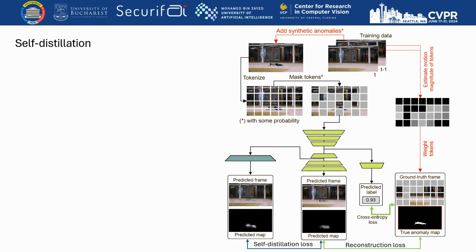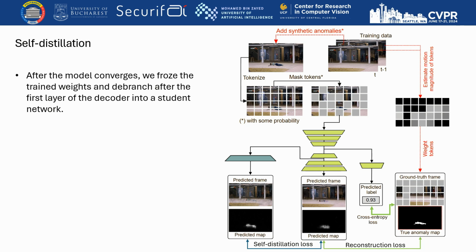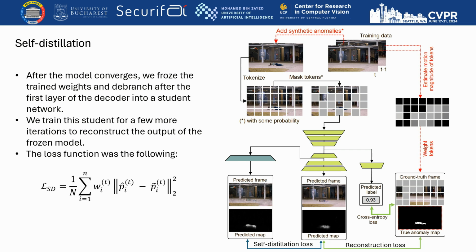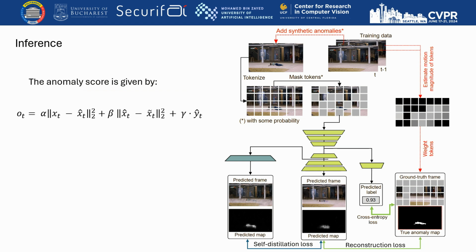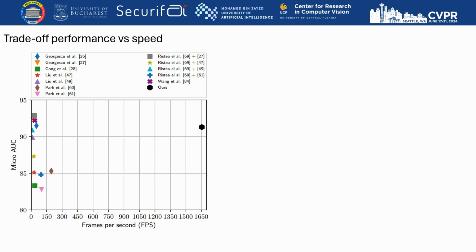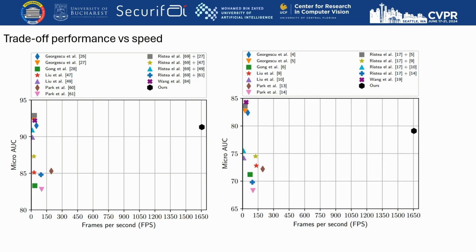Lastly, we included a second training stage in which we froze the previous model and introduced a new decoder, referred to as the student. This student decoder is trained with the same reconstruction loss, but the target is provided by the decoder. As an anomaly score, we use the weighted sum of the reconstruction losses and the classification head prediction. To better illustrate the impact of our model, we included a figure that shows the trade-off between performance and speed on the Avenue and Shanghai datasets.